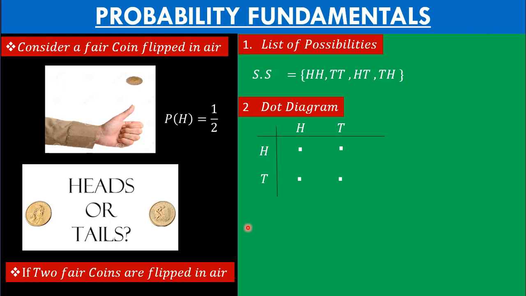You can see students here, our options are limited since we only have two dimensions. So what if we have to throw the same coin 3 times in a row? Then we are already out of room for this dot diagram.